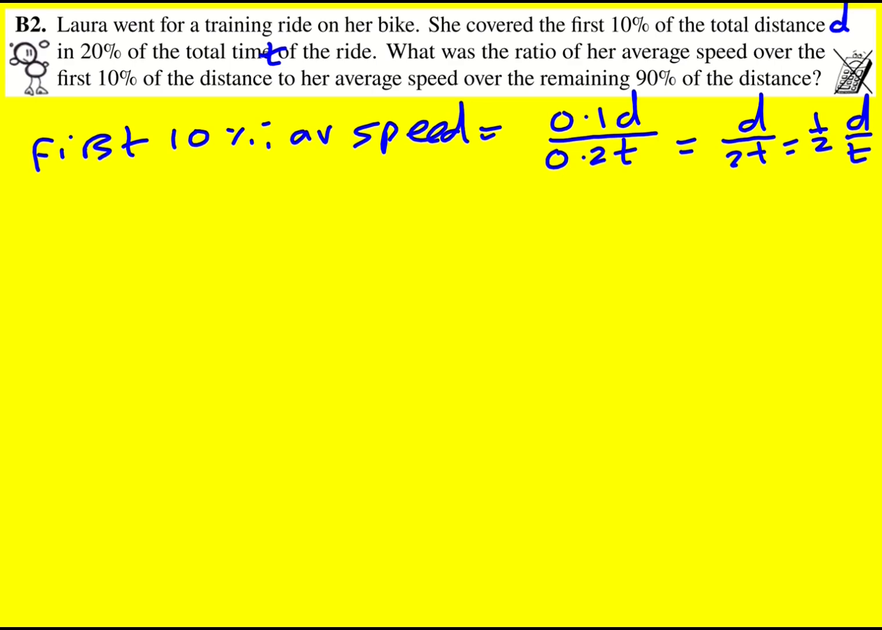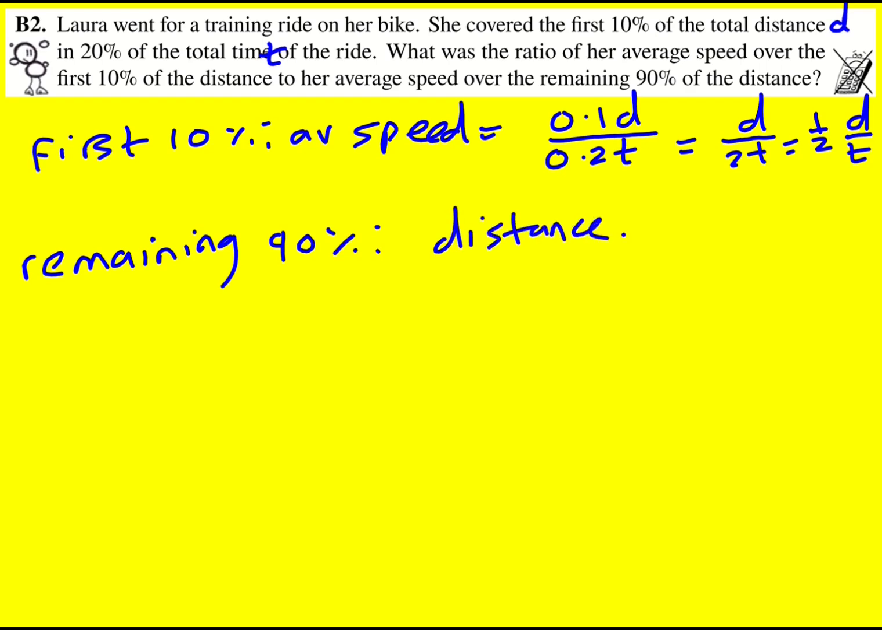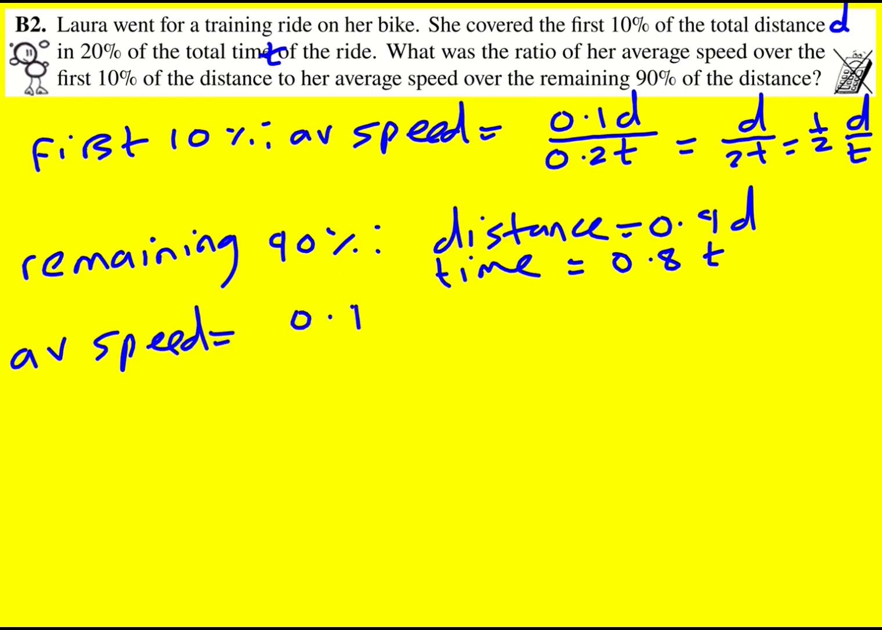And then I can look at the remaining 90%. So I've got to show enough work in here. So the distance traveled is then going to be 0.9 d, and the time is going to be 0.8 t. So the average speed is going to be 0.9 d over 0.8 t, or 9 over 8 times d over t.